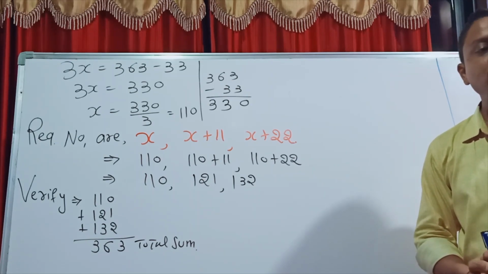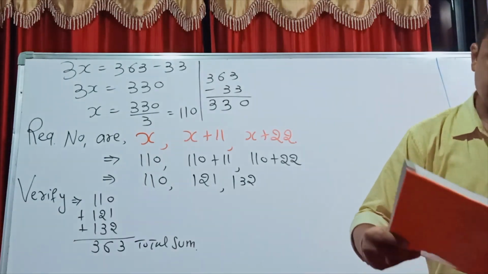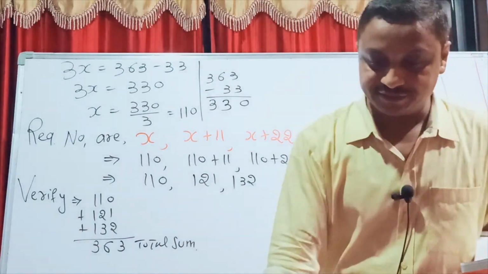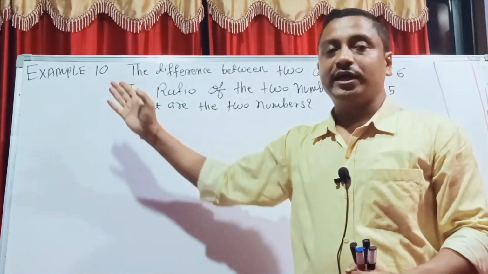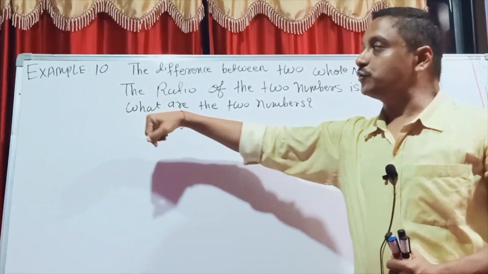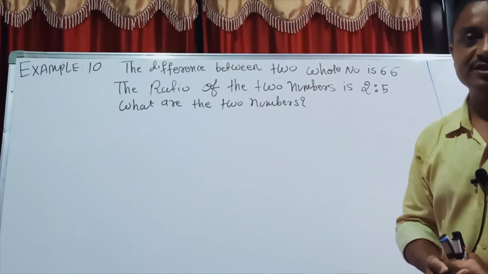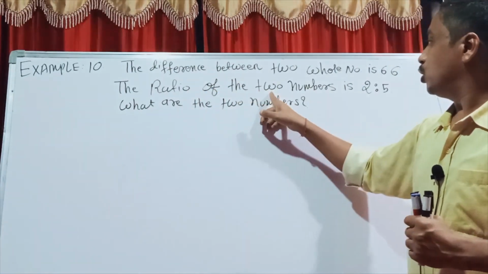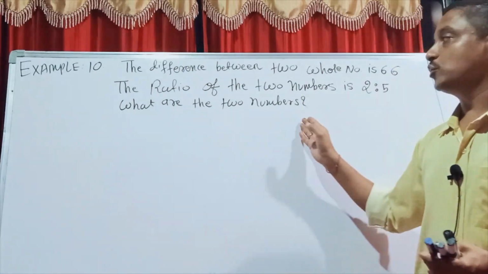Yes students, now I am going to continue our example, question number 10. Similarly, I continue example number 10. First of all, I read the question. The difference between two whole numbers is 66, and the ratio of the numbers is 2:5. Find out what the two numbers are.